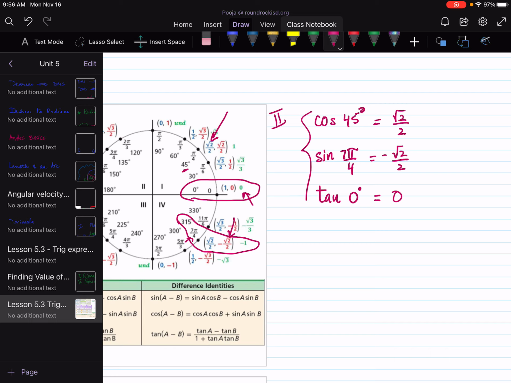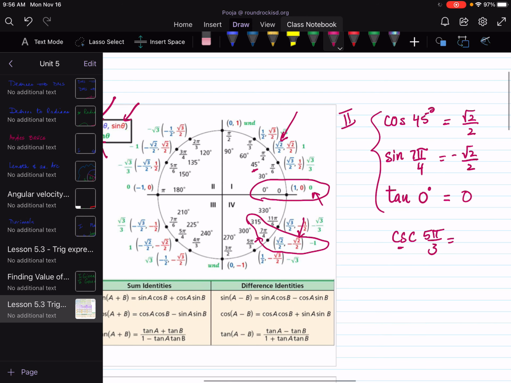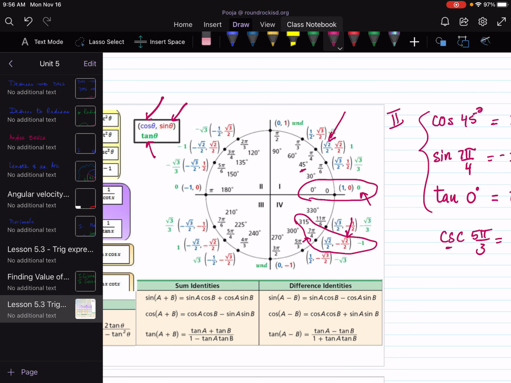Now what if instead of these 3, the other 3 are given? Let's say we have cosecant of 5 pi over 3. So now pause and wait. First of all, is cosecant given on the unit circle? The unit circle has these 3. It does not have cosecant, it does not have secant, and it does not have cotangent. However, since these three are inverses, this is the inverse of sine, this is the inverse of cosine, and cotangent is the inverse of tangent, those three are on the unit circle. So we will first find any of the given ones and then find the reciprocal to get to these three.